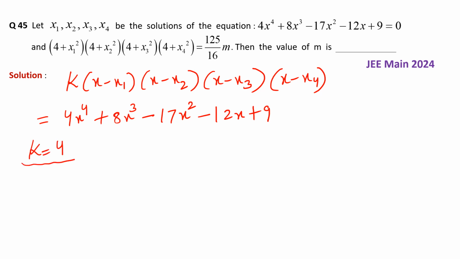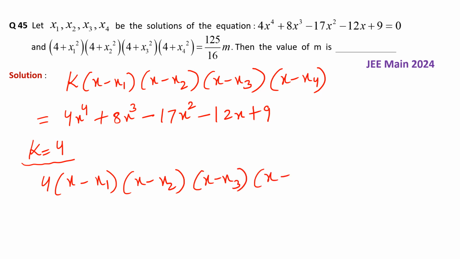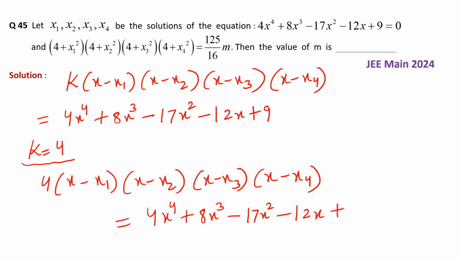So now I can write 4(x - x1)(x - x2)(x - x3)(x - x4) equal to 4x^4 + 8x^3 - 17x^2 - 12x + 9. Now students, we have to create this particular expression.